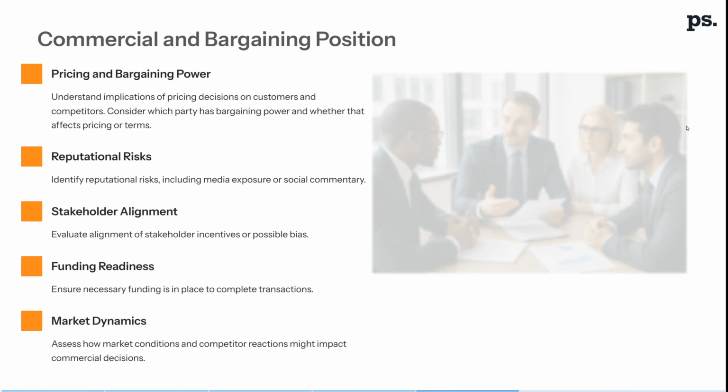You can look at funding readiness. Make the point we need to ensure that necessary funding is in place to complete any transactions. Look at the cash balance at the most recent year end and use that as an indicator of the cash that is available. Are we able to fund this or not? Market dynamics: look at how market conditions and competitor reactions might impact on commercial decisions.